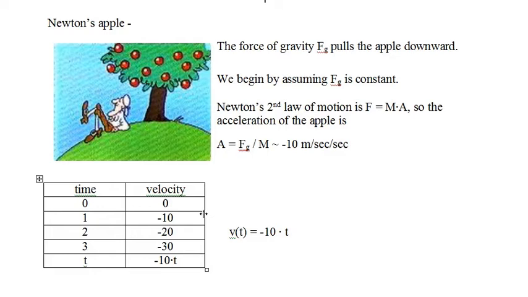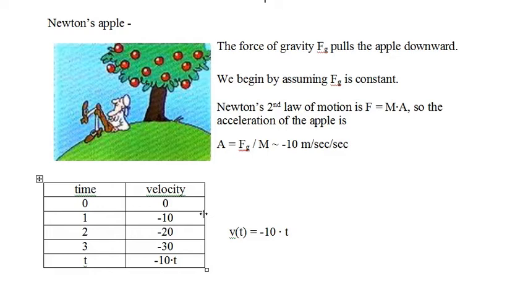The first thing Newton did was discover or postulate there was a force pulling the apple toward the earth, and he named this force gravity. We're going to start by assuming that the force of gravity is constant, and we'll get to Newton's actual law later in this video. For now, we'll assume that the force of gravity acting on the apple is constant and equals F sub g. Newton also discovered the laws of motion.